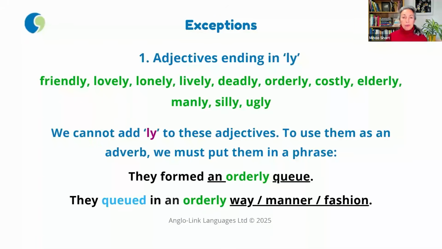So for example, of course, we can say they formed an orderly queue. Here, queue is the noun and orderly is the adjective describing it. But because we don't have orderly as an adverb, if we now have a verb like they queued, you need to finish with a phrase like in an orderly way, or in an orderly manner, or in an orderly fashion. So that's the first exception to be careful with.